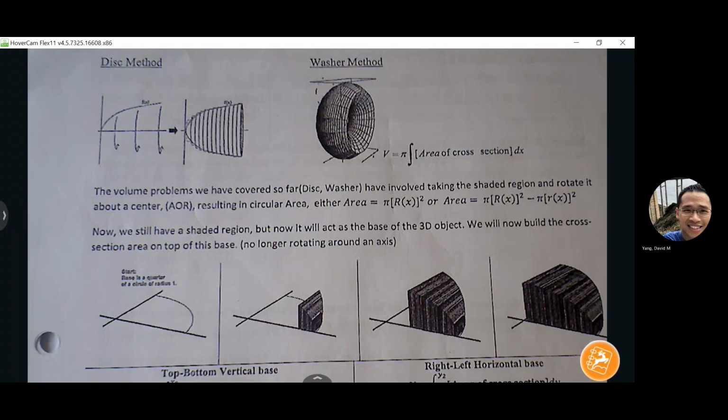Now we're still going to have a shaded region, but instead of rotating it, we're going to let it act as the base of the three-dimensional object. We will now build the cross-section area on top of the base. Because there's no longer a rotation, there's no longer going to be a pi, and there's no longer going to be a pi R squared.